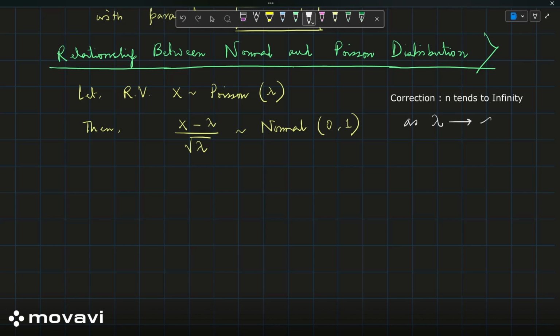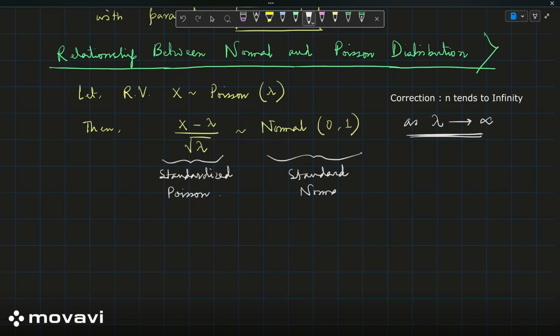So in this limiting case, the standardized Poisson, which is the left hand side, (X minus lambda) by root over lambda, and the right side is the standard normal distribution, normal 0, 1. So when n tends to infinity, these two things are equal. Not equal, actually, very close to each other. This can be approximated by the other.